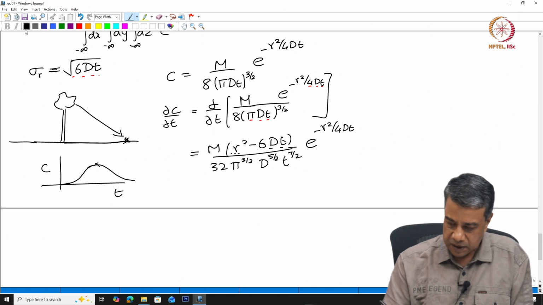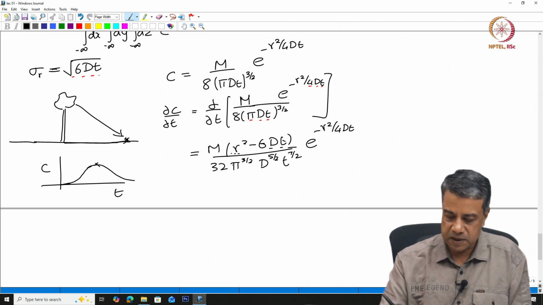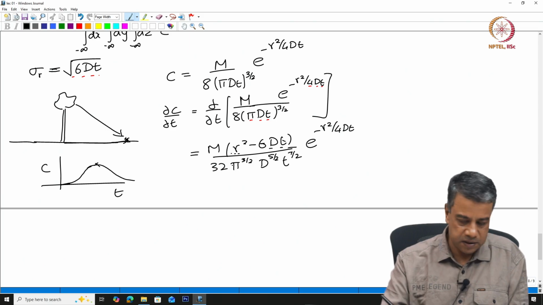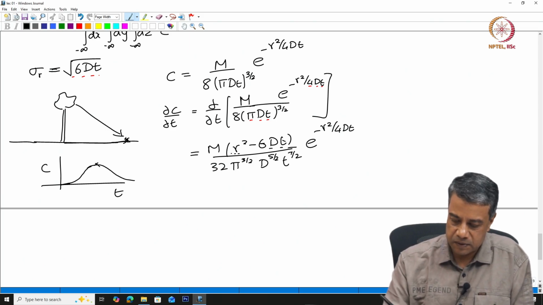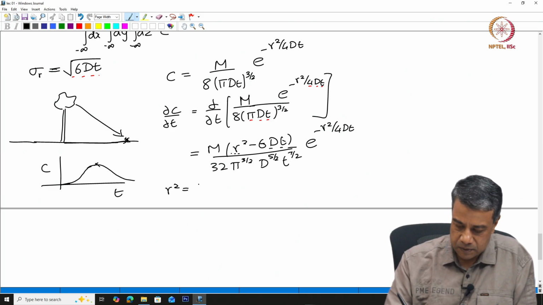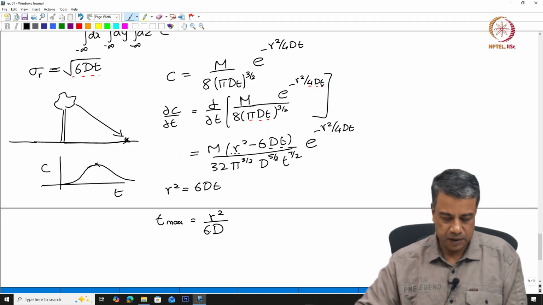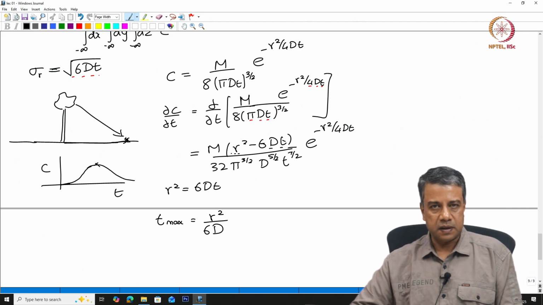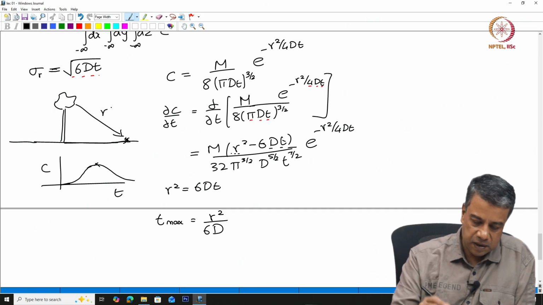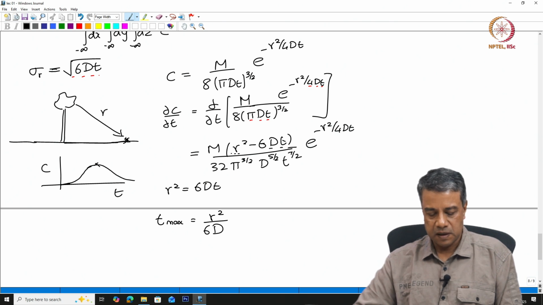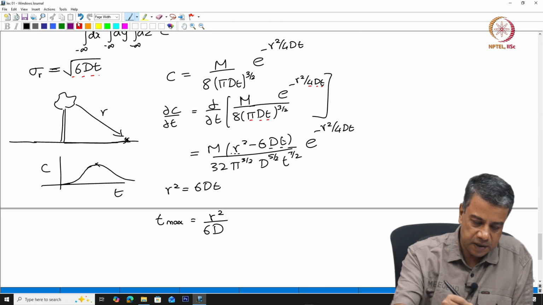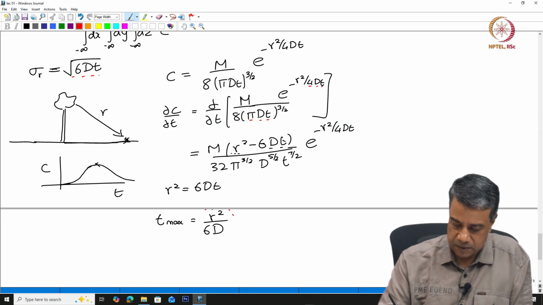Therefore, the time at which the concentration passes through a maximum is where dc by dt is equal to 0, or r square is equal to 6Dt. Therefore, the time at which you get a maximum concentration is r square by 6D. So, after the pollutant is injected, at a location distant r from the point of injection, the concentration passes through a maximum when the time is r square by 6D.